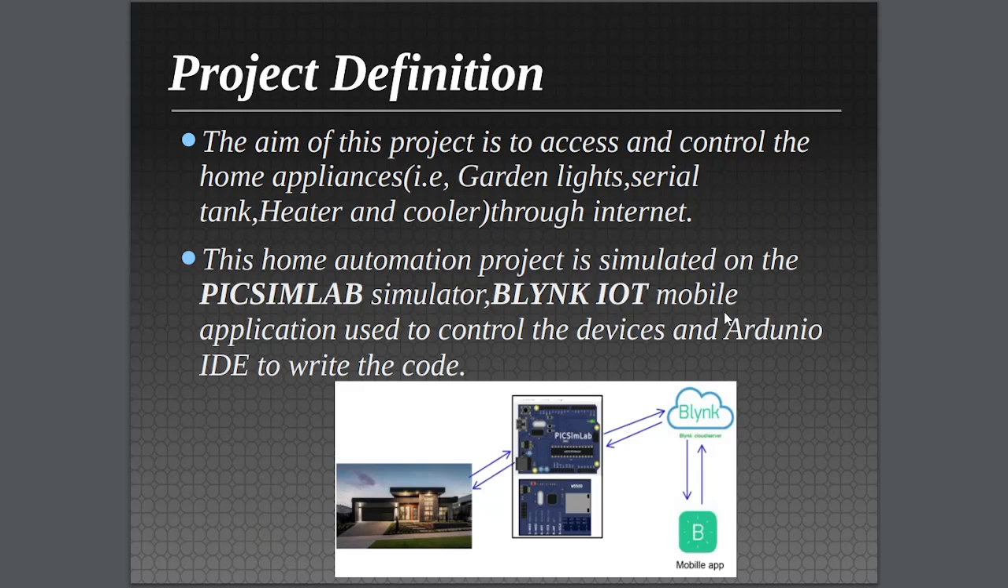Now let us go into our project. The aim of this project is to access and control the home appliances, that is garden lights, water tank, and heater and cooler, through the internet. We all use garden lights, water tanks, heaters and coolers in our homes. This is the main aim of our project, to function all this using PixSimLab and Blink IoT. This home automation project is simulated on the PixSimLab simulator, the Blink IoT mobile application is used to control the devices, and Arduino IDE to write the code.